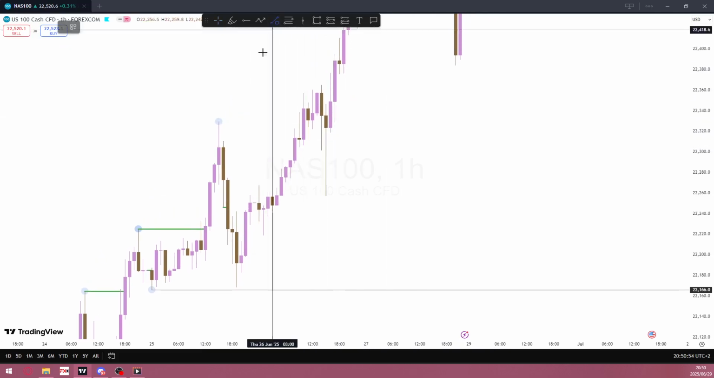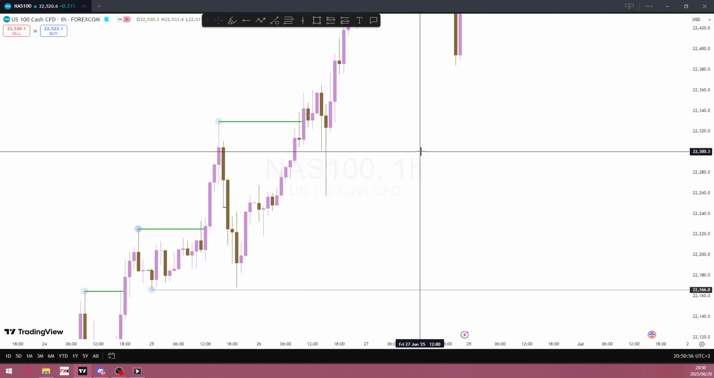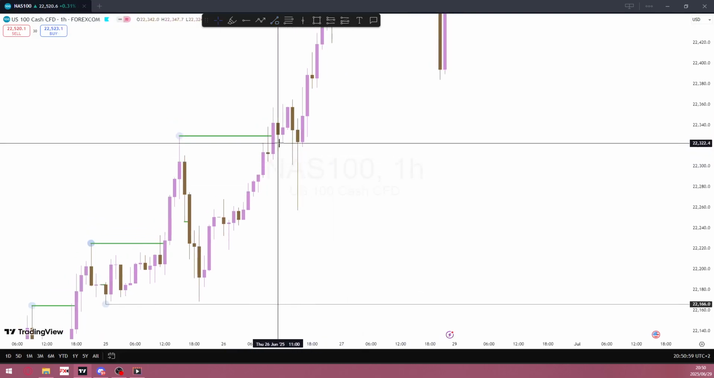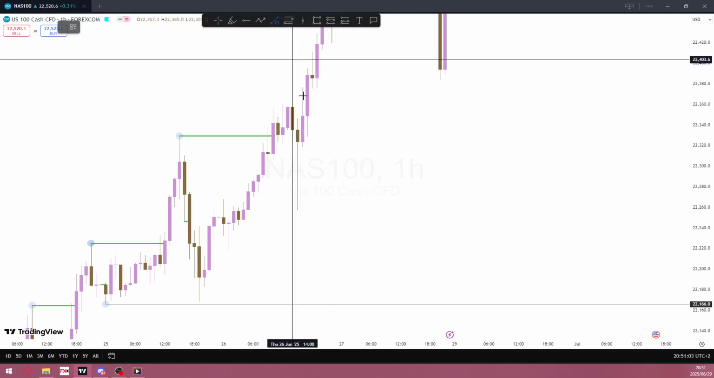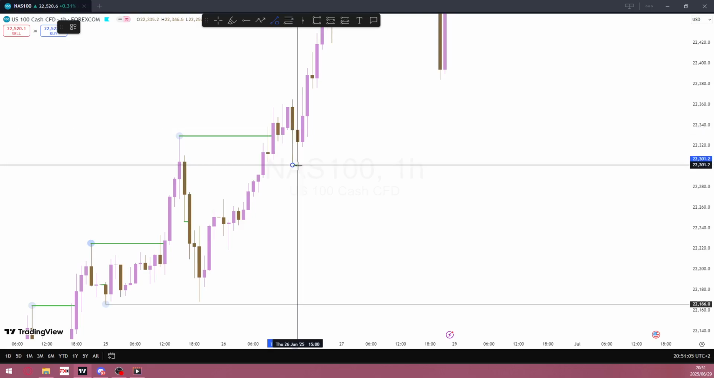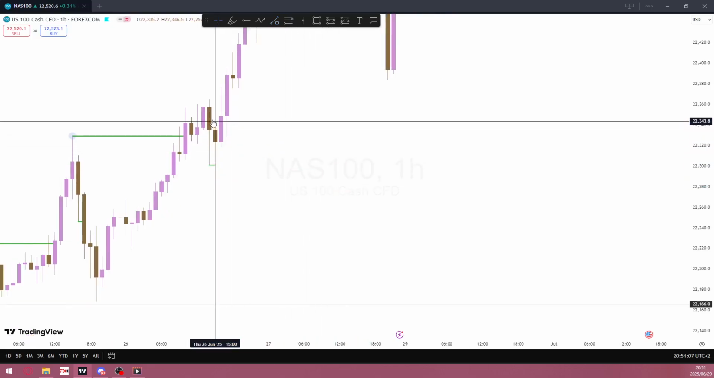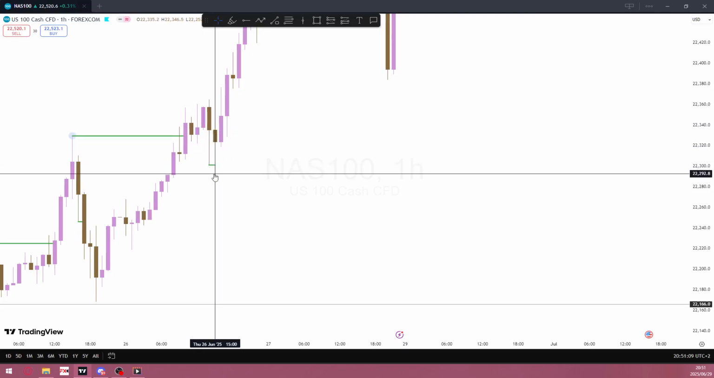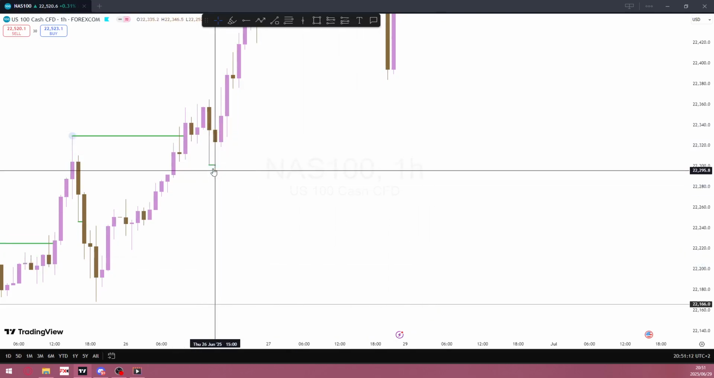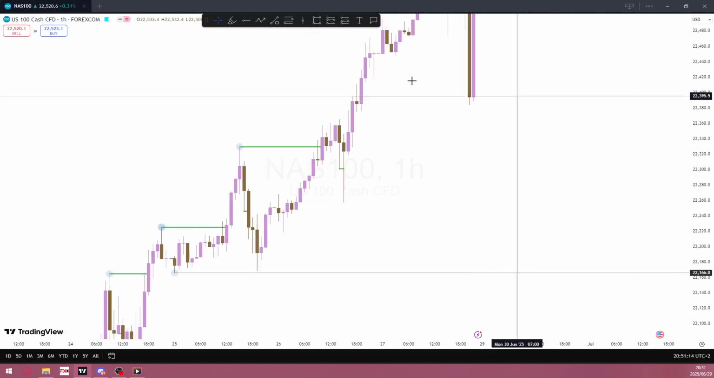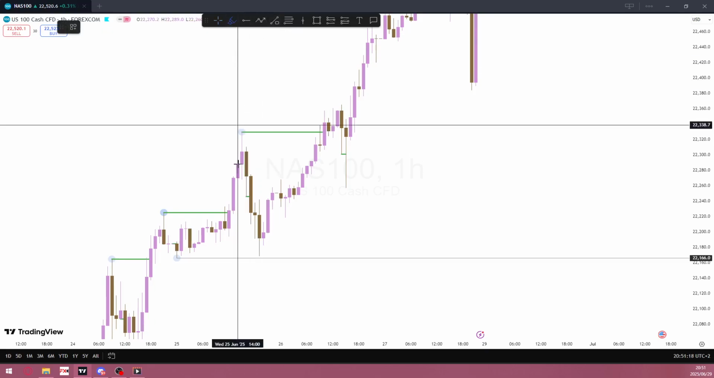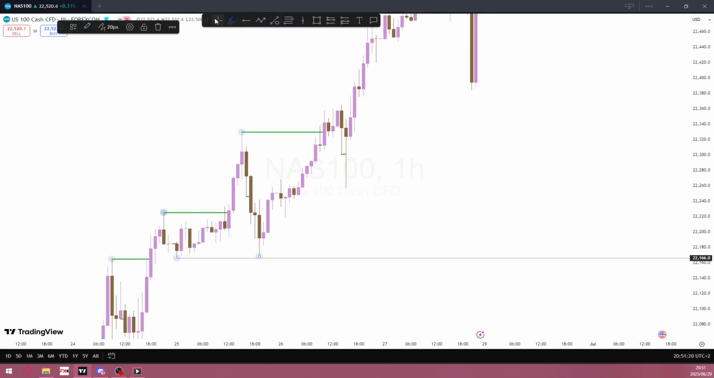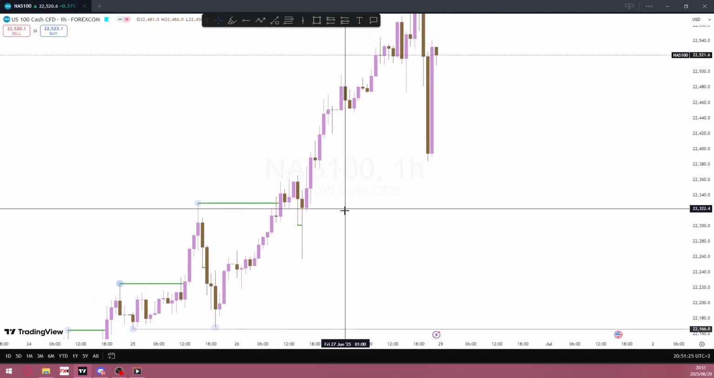And what does price do? Takes out the high. Interesting thing here: is this a valid low being put in place? No, it's not, because price pulls down, wicks the previous candle's wick, pulls back up and closes inside. So this is not a valid low. So now we have low, high. We have a low here because this low is responsible for taking out this high. Price continues.